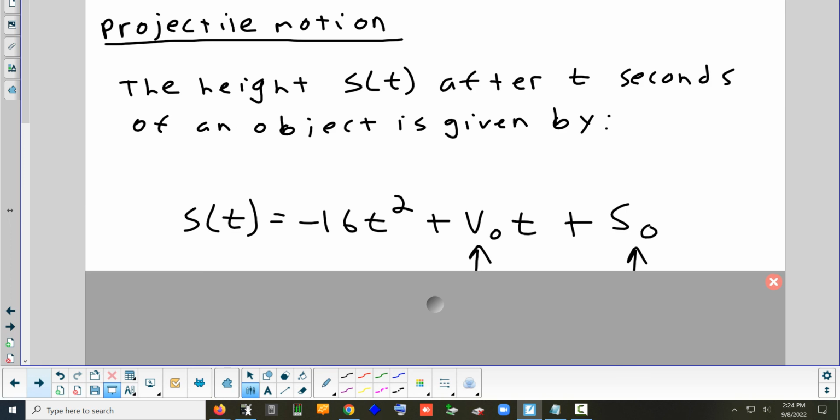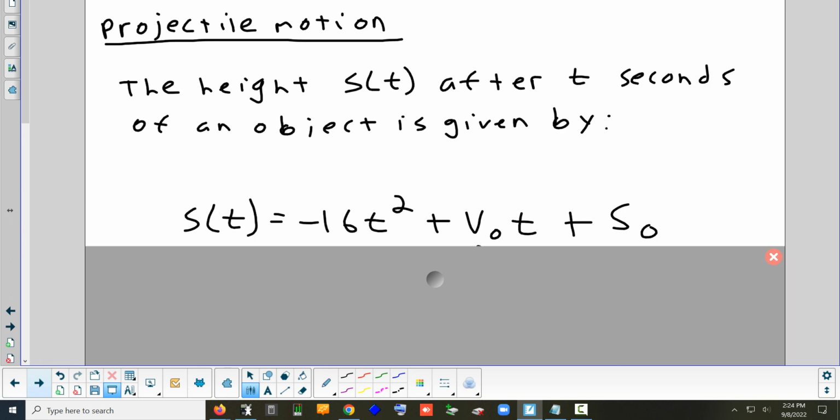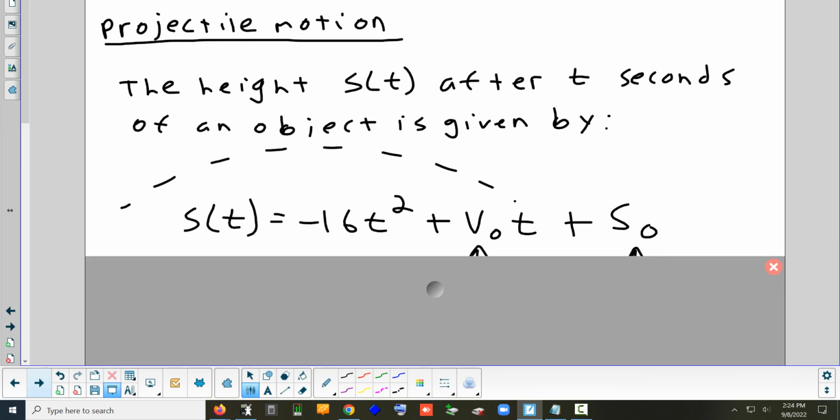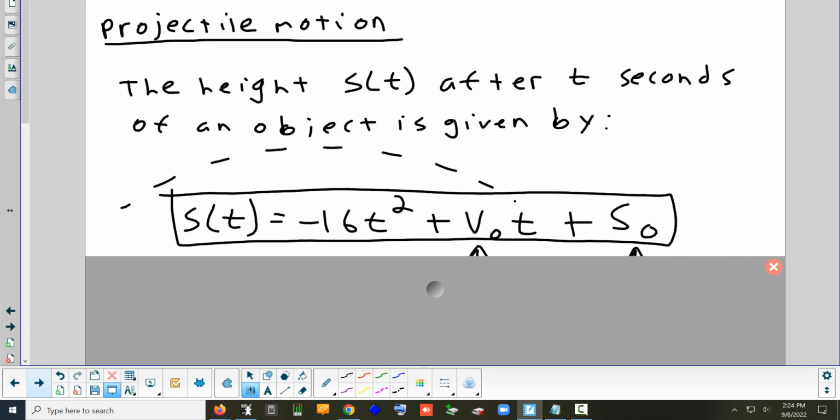So the last two things we're going to look at is a formula that we're going to plug into. And this is a formula for what's called projectile motion. And that's the formula. Projectile motion, you can think of like throwing something, and it travels like that. It's kind of like an arc. And this is always the formula that you use for projectile motion.